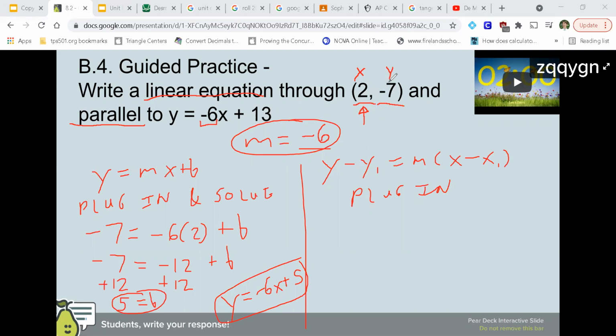If you want to use these numbers, that's this form. We just plug these numbers in. So that's y minus -7 equals -6 times x minus 2. Again, instead of y1, I put the number -7. Instead of x1, I put the number 2. And then the only thing that you have to do for this one to clean it up is, what is minus a negative really? Plus. It's the only thing I would do. Done.